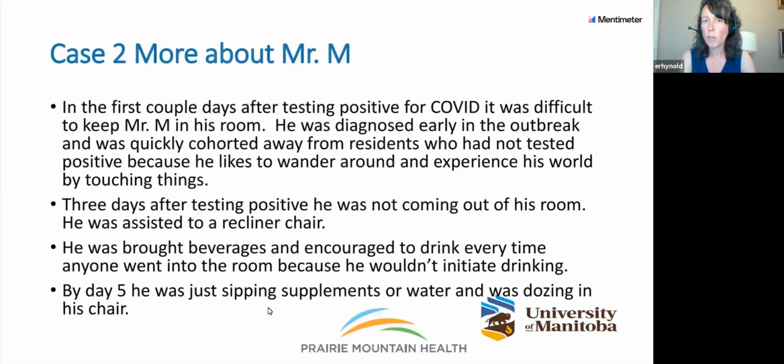A bit more about Mr. M. In the first couple of days after testing positive for COVID, it was difficult to keep Mr. M in his room. He was diagnosed early in the outbreak and was quickly cohorted away from residents who had not tested positive. And he likes to wander and experience his world by touching things. 3 days after testing positive, he wasn't coming out of his room anymore, and he was requiring assistance to get from bed to his recliner chair.